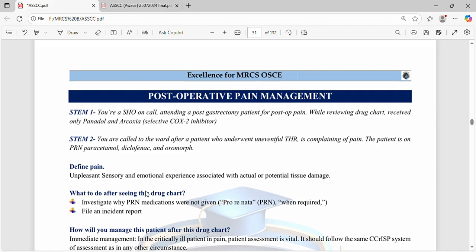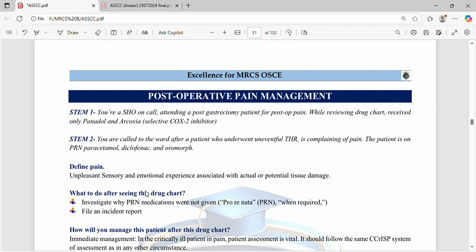You are called to the ward because a patient who underwent an uneventful THR, total hip replacement, is complaining of pain. The patient is on PRN paracetamol, diclofenac, and oromorph.